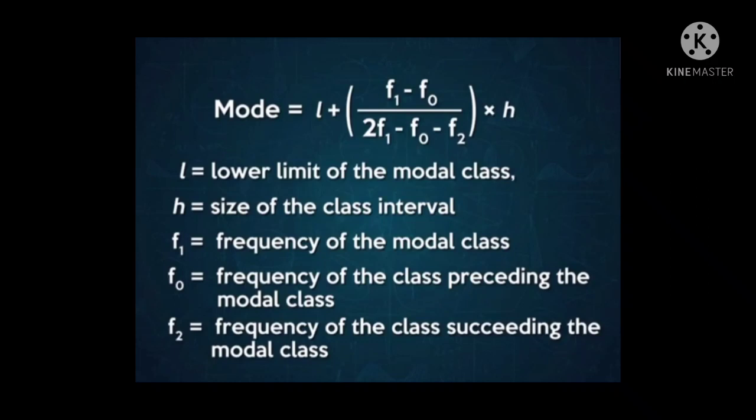Here the terms in the formula are explained. L equals the lower limit of the modal class, H equals the size of the class interval, F1 equals the frequency of the modal class, F0 equals the frequency of the class preceding the modal class, F2 equals the frequency of the class succeeding the modal class. Let us consider an example to illustrate the use of this formula.